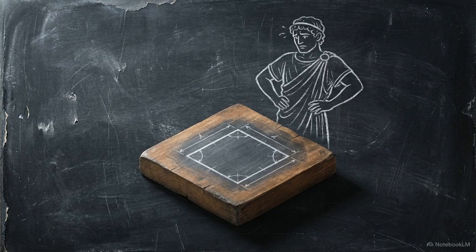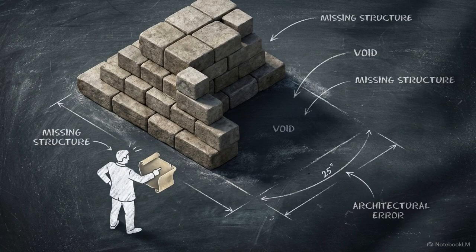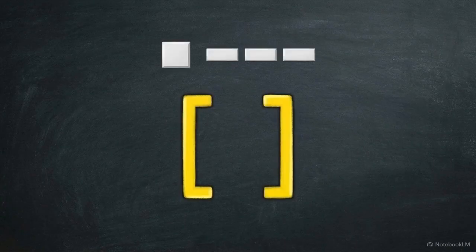This method is highly effective for finding positive solutions, but it cannot find the second answer. There is no way to draw or visualize a square with a side length of negative 27. Relying on geometry meant that any solution that couldn't exist in the physical world was simply left undiscovered. To find that second point, math had to move away from physical shapes and toward abstract rules.